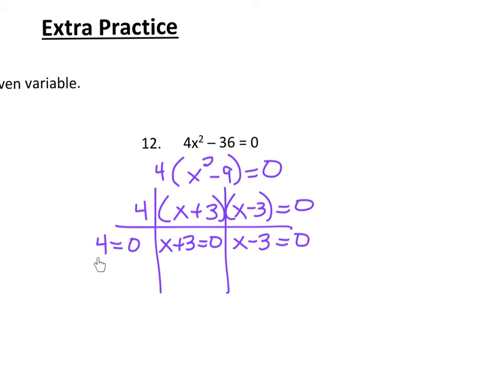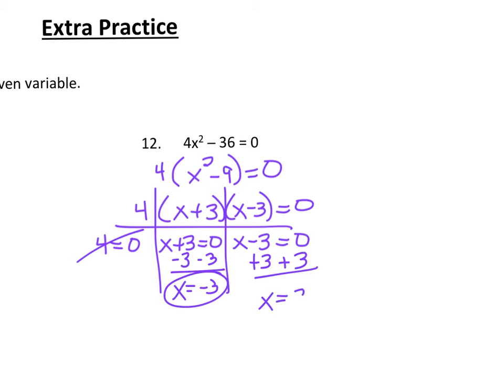Now, with this first one here, there's nothing to solve. It says 4 equals 0. Well, that's not even a true statement, right? 4 equals 4 or 0 equals 0. 4 does not equal 0. So that we're going to cross off. Okay, that's not true. All right, now in the middle here, we're going to subtract 3 from both sides, leaving us with x equals negative 3. And then over here, we can add 3 to both sides, leaving us with x equals positive 3. Okay, so we get positive 3 and negative 3.